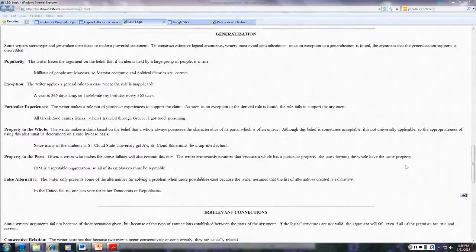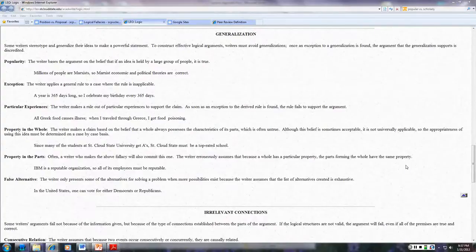Another category is generalizations. Sometimes we use stereotypes, and particularly experiences. Remember that our evidence has to be reliable and representative. Make sure that it represents the whole and it is not just the part. So sometimes we generalize information in such a way that it is not good logic. Notice popularity. It bases the argument on the belief that if an idea is held by a large group, it's true. We called that the bandwagon effect earlier. Another is when the writer applies a general rule to a case where the rule is inapplicable, or uses particular experiences to support a claim. Sometimes that's true, sometimes it's not.